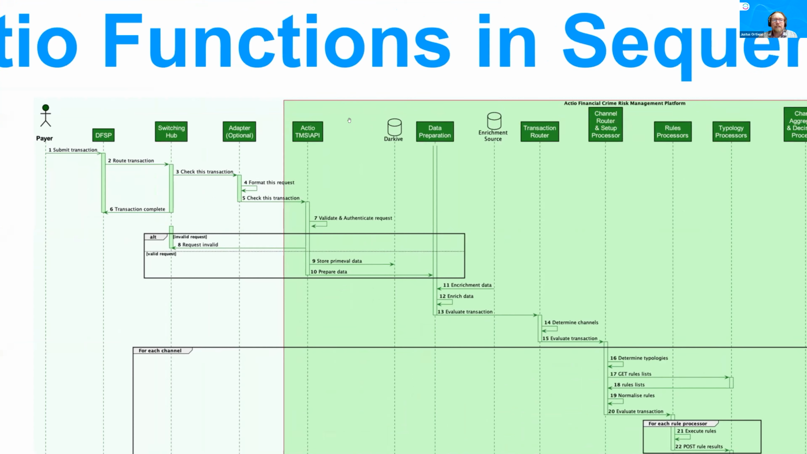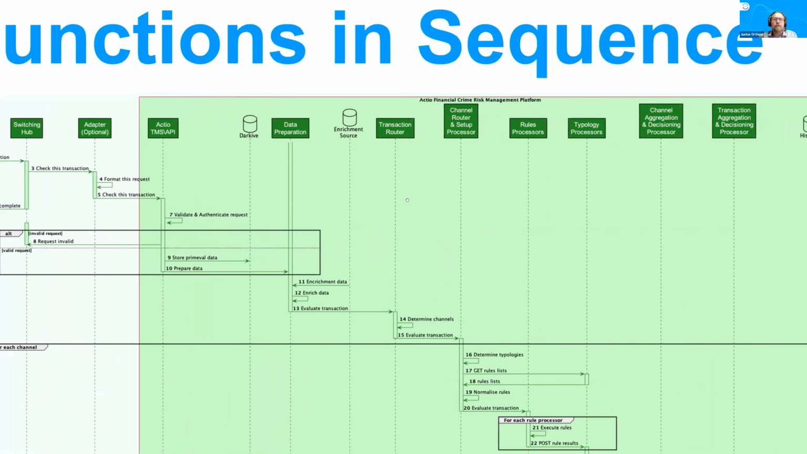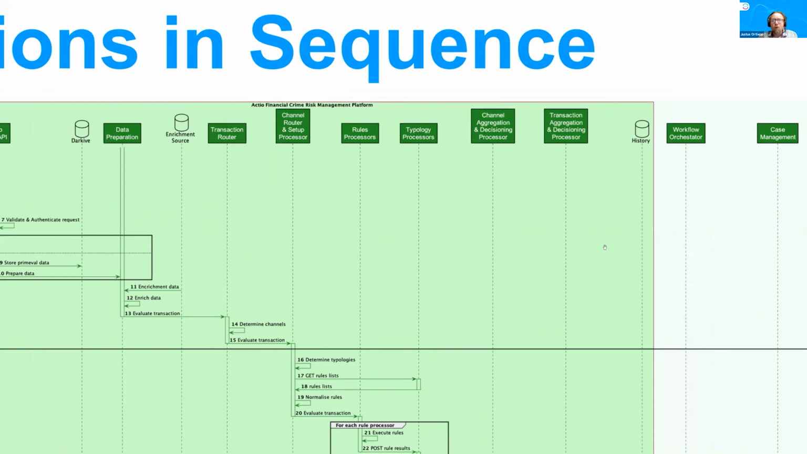We'll be updating the API itself, and we'll also be updating or creating an adapter over here so that we can take on data from Mojaloop. And then we're going to do data preparation over here, which is mostly our enrichment functions. And then there's a whole lot of work to be done here around rules and typologies to evaluate a transaction.